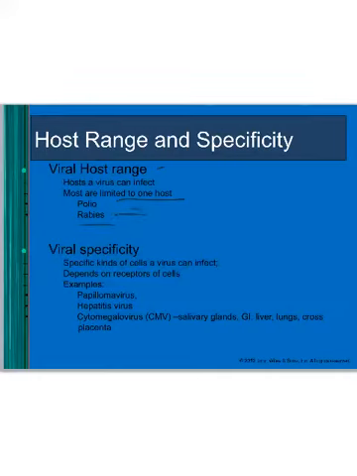Rabies can go from species to species. It can be in dogs, it could be in cats, it could be in raccoons, it can be in bats, and then it can be transmitted to humans.